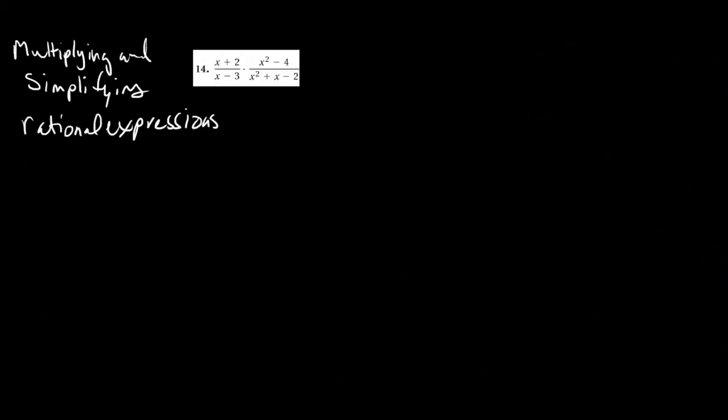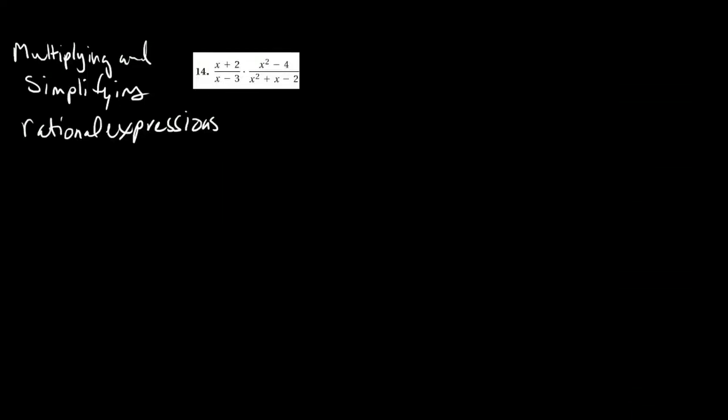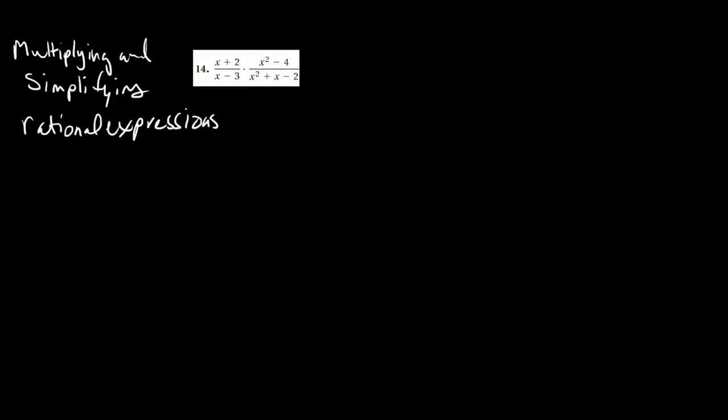Let's continue our journey with rational expressions by looking at how to multiply and simplify. Well, we already know how to simplify rational expressions, don't we? Don't we use factoring to simplify rationals? Yes, we do. So if you guessed that we would be factoring in order to multiply rational expressions, you would have won yourself a prize. So let's go ahead and try that.